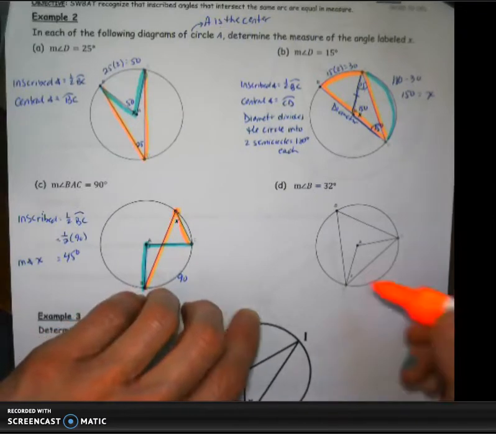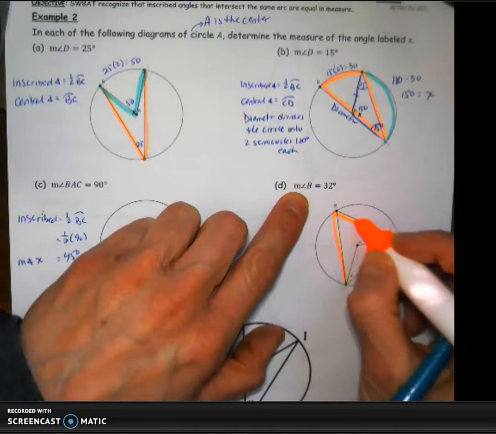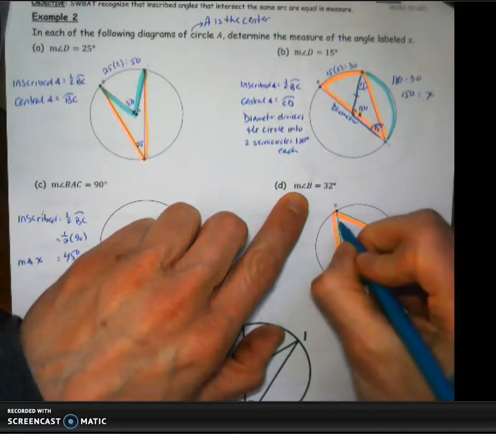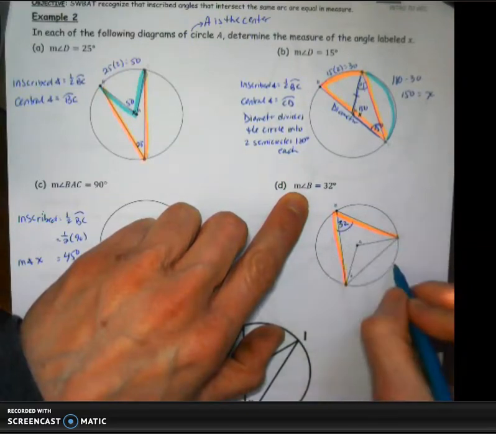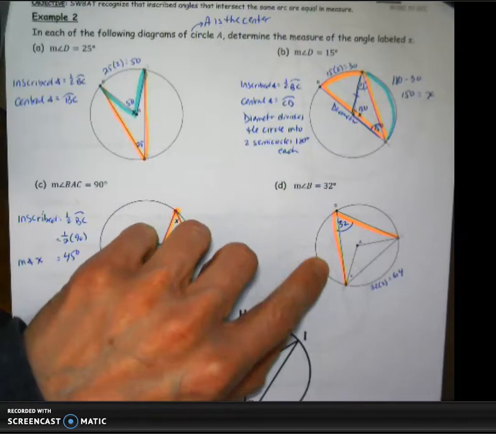And last but not least, we have angle B, which is 32 degrees. Well, angle B is another inscribed angle, and we know the inscribed angle is half the intercepted arc, which means this arc is going to be twice 32, which is 64. Now it says find X.